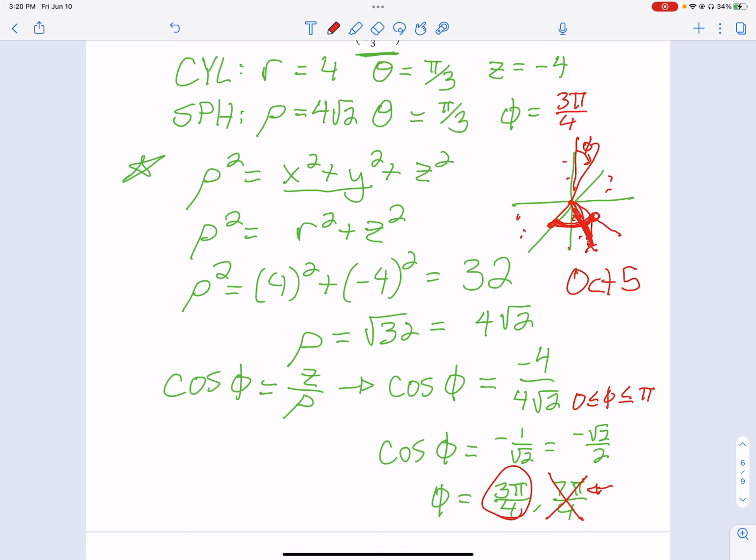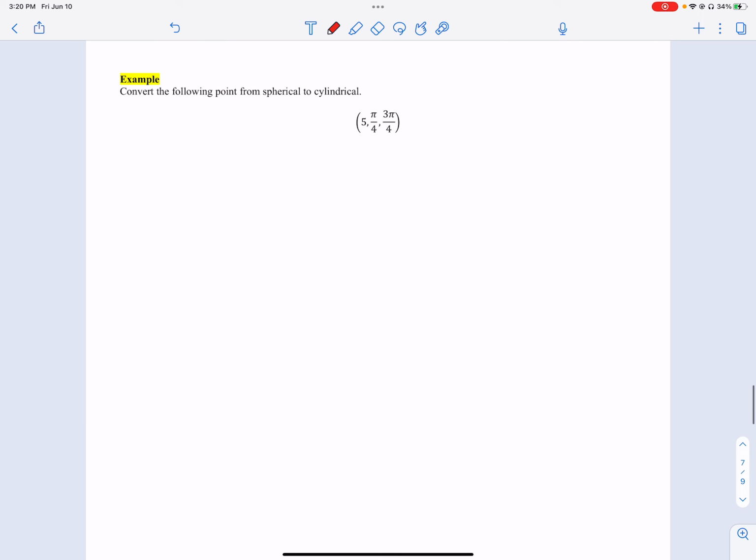I have one more example going the other way. Let's write down the answer here. Spherical, and the point is 4 root 2, pi over 3, and 3 pi over 4. All right, we have one more example here going the other way.